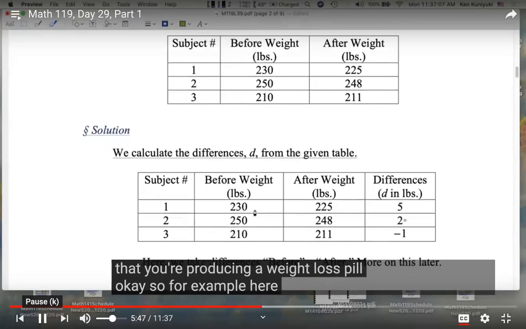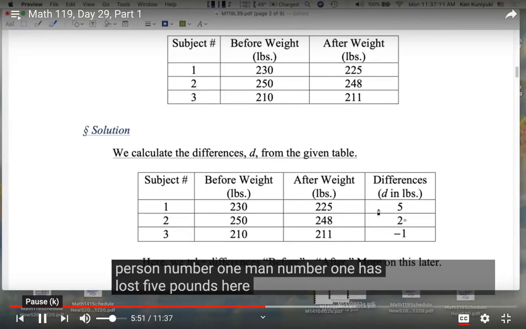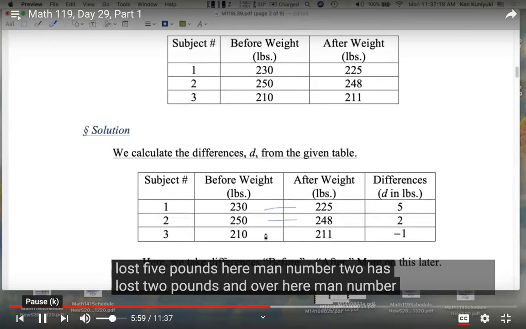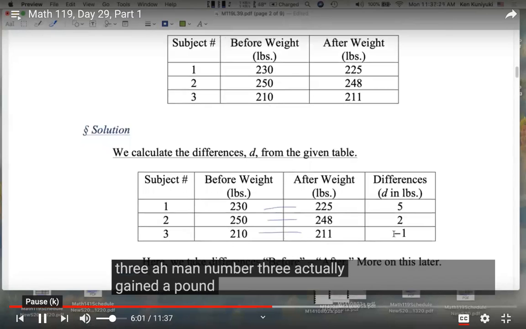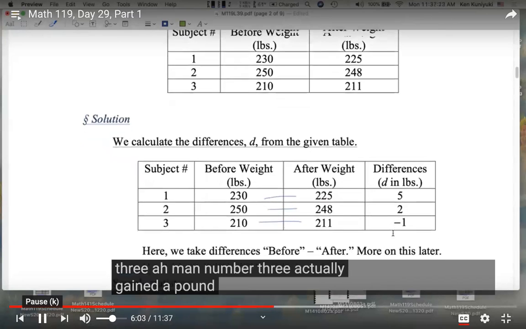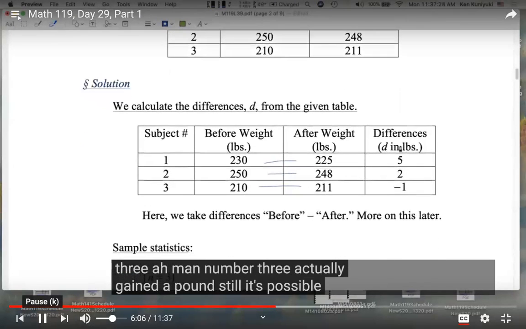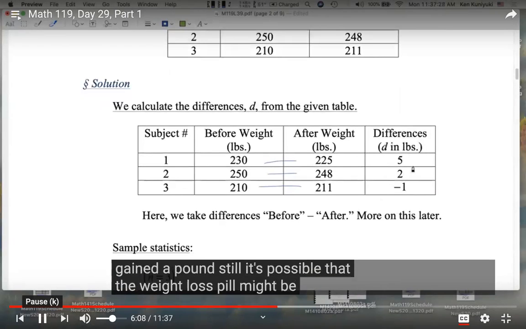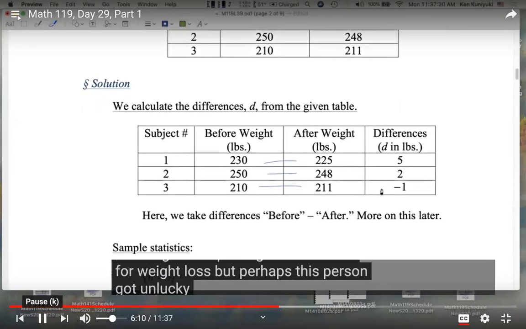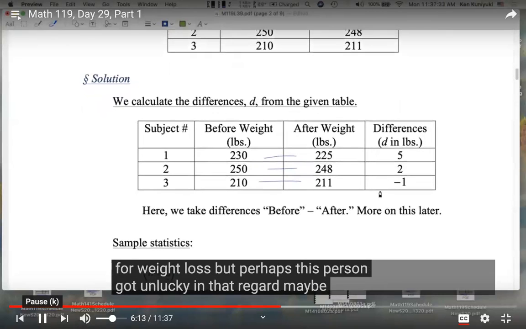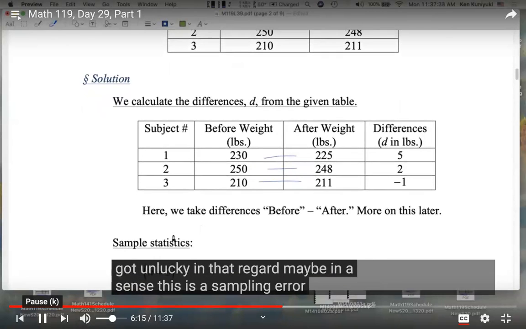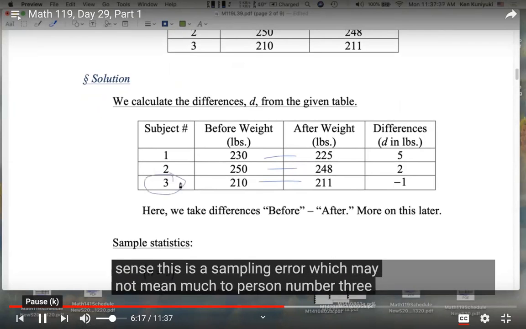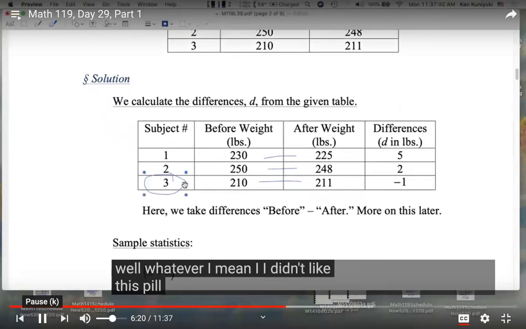Okay, so for example, here, this person number 1, man number 1, has lost 5 pounds. Here, man number 2 has lost 2 pounds. And over here, man number 3 actually gained a pound. Still, it's possible that the weight loss pill might be effective for weight loss, but perhaps this person got unlucky in that regard. Maybe, in a sense, this is sampling error, which may not mean much to person number 3. Well, whatever. I mean, I didn't like this pill.